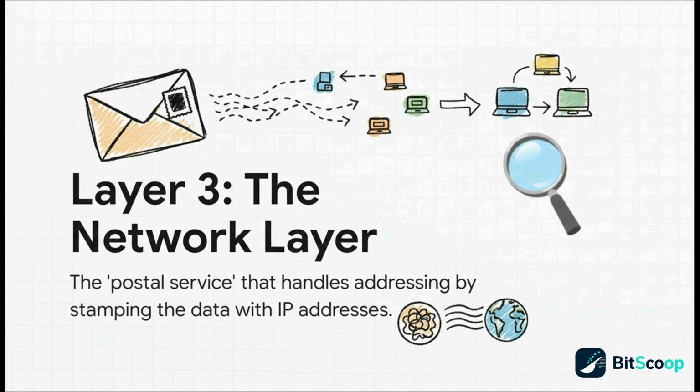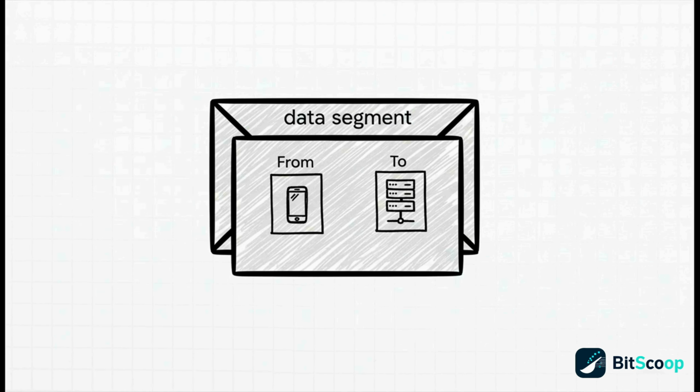Okay, so our message is all chopped up, and it knows which application to go to. But now we need to get it to the right computer. And that's the job of layer 3, the network layer. You can think of this as the internet's global postal service. So it takes each one of those segments and wraps it up in something called a packet. And just like a real-life envelope, this packet gets stamped with 2 addresses, where it's going and where it came from, the destination and source IP addresses. This is how your data finds its way across the entire internet.